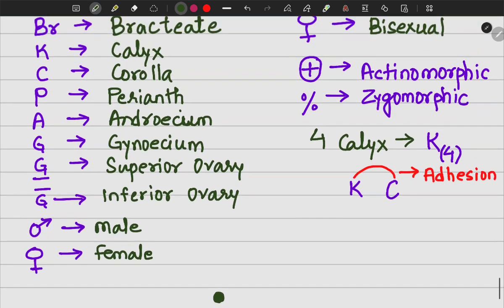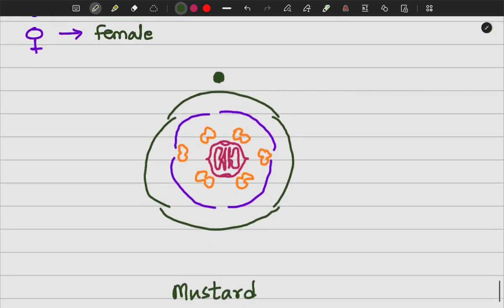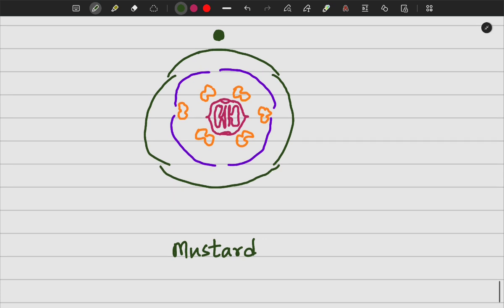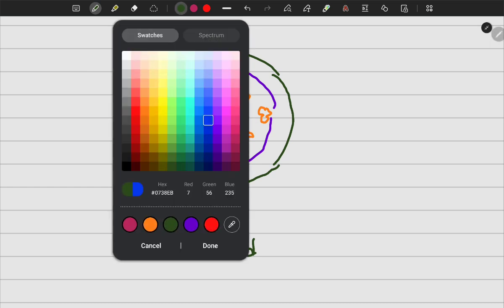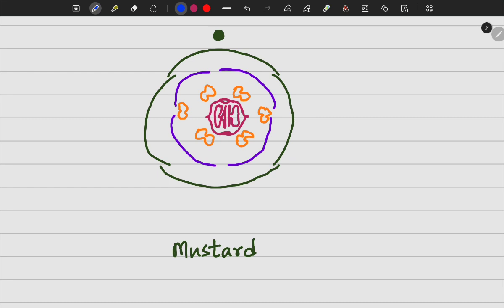So after the floral diagram, we will write the floral formula for it. With the help of the diagram, let us start writing the floral formula. If you remember the sequence, we will have to describe the plants and the floral parts in a proper sequence. Whenever we write the floral formula, first of all we write about the symmetry of the flower. So here the flower is actinomorphic. For actinomorphic, we will use this symbol.